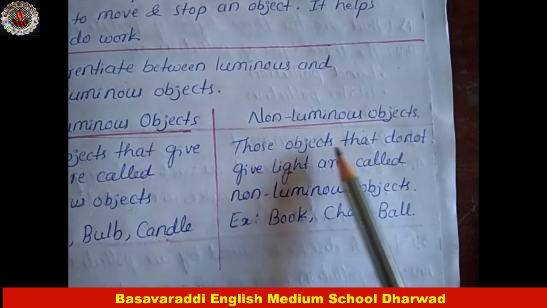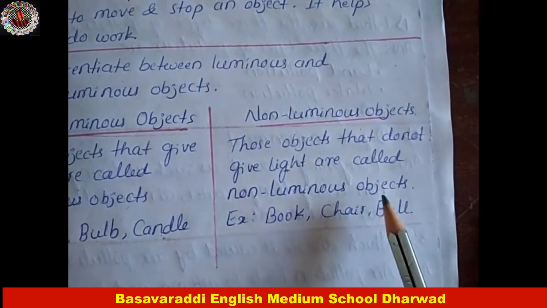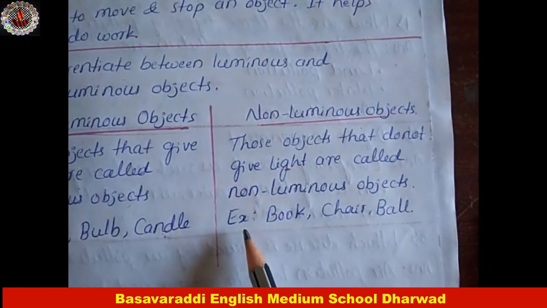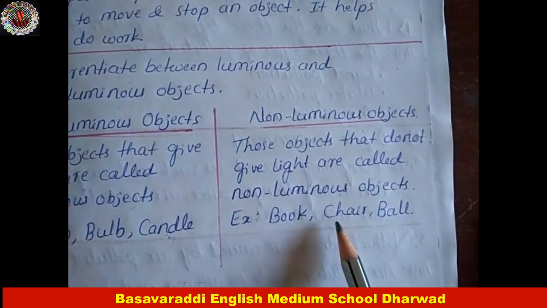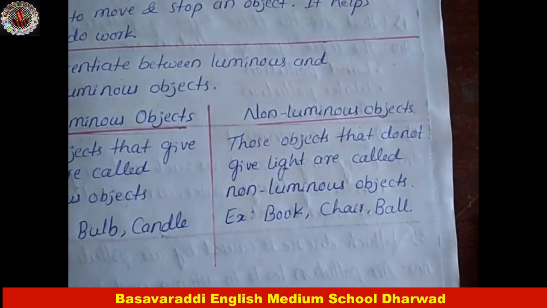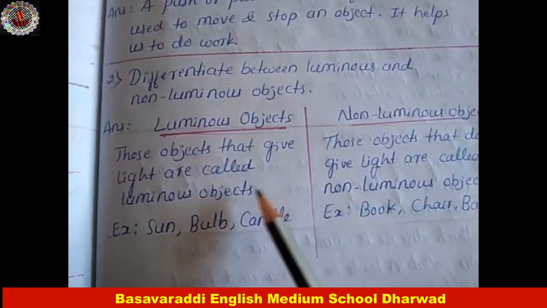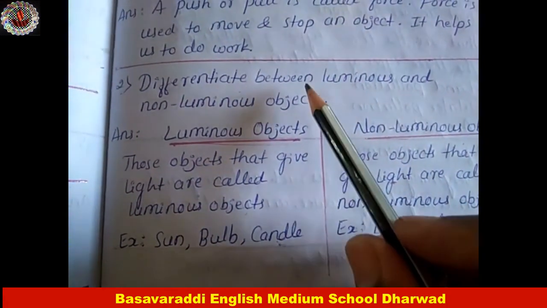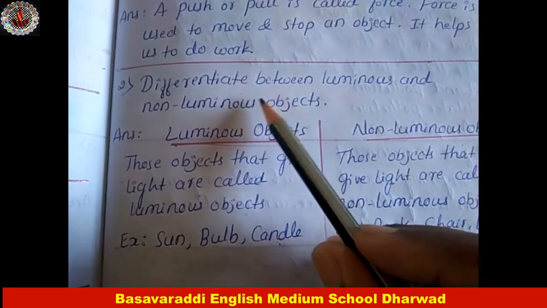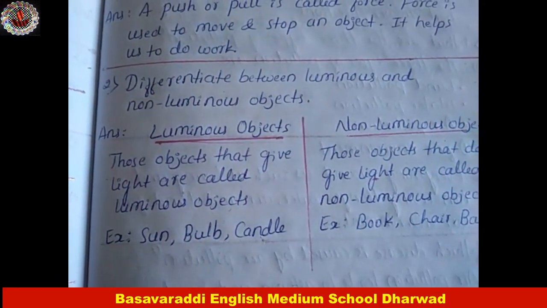In the next column, it means the non-luminous objects column. Those objects that do not give light are called non-luminous objects. For example, book, chair, ball. Okay, these are the examples of non-luminous objects, and these 2 columns give the answer for the second one, differentiate between luminous and non-luminous objects.